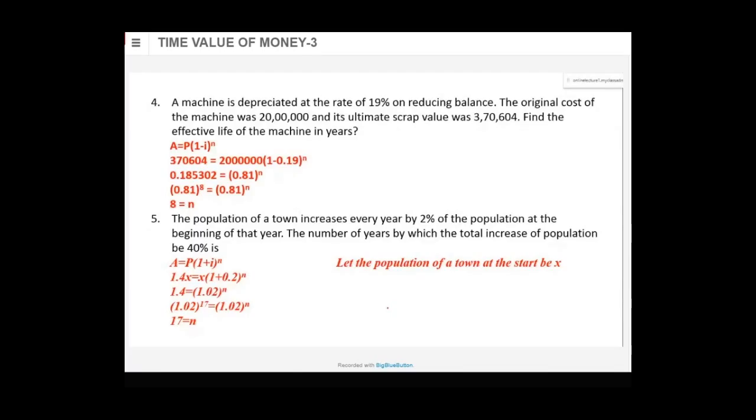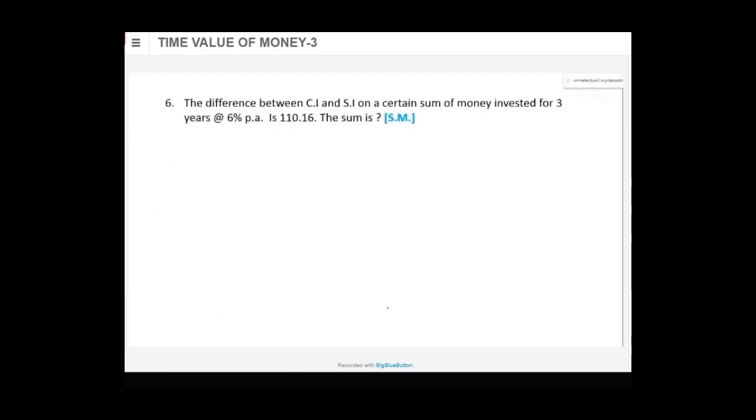One more. Here, different type of sum. The difference between CI, compound interest, and SI on a certain sum of money invested for 3 years at a rate 6% per annum is 110.16. This sum is taken from your study material exactly as it is. I have not changed, modified नहीं है. But don't look at that and give me answer. Try and solve this.